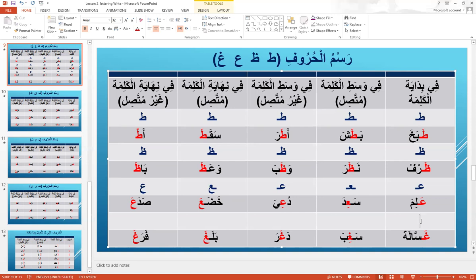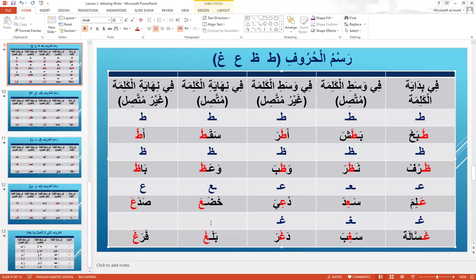Then let's go ahead to Ghain. It's going to be written the same way in the beginning. So your connection, then Ghain, then the connection at the middle, connected. So Ghain at the middle, not connected. You write Ghain and this. Ghain at the end of the word, connected.